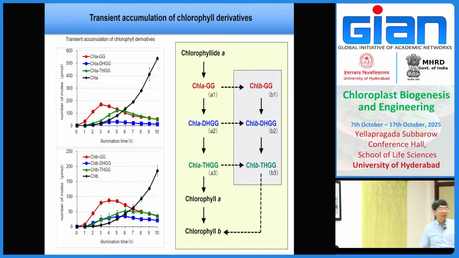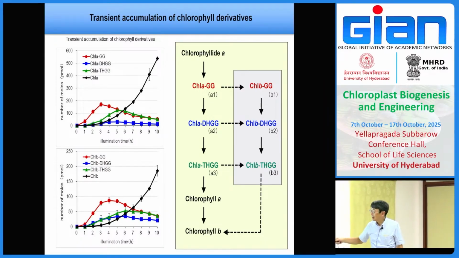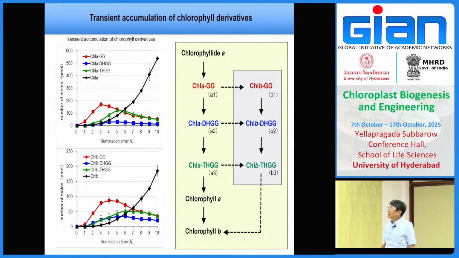A similar pattern was observed for chlorophyll B derivatives. So during greening, we cannot say very clearly, but this process occurs. Also, for chlorophyll B we don't know exactly. Chlorophyll B is usually synthesized from chlorophyll A, but here even geranylgeranyl chlorophyll A is converted to geranylgeranyl chlorophyll B, and this reaction also occurs. So this is happening in this mutant.